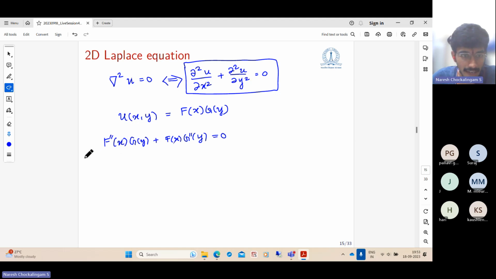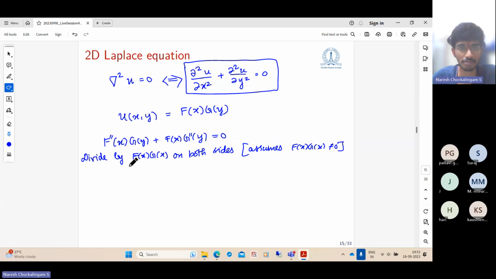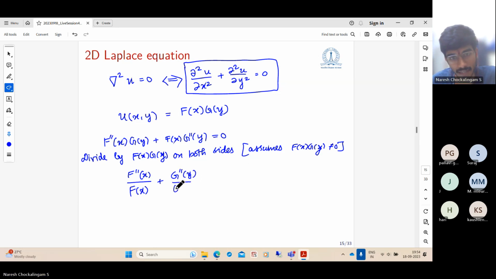Now we have the trick, right? Divide by f of x, g of y on both sides. Of course, this assumes f of x, g of y is not equal to 0 because you can't divide by 0, right? So assuming this, you divide on both sides by f of x, g of y. In the first term, g of y will get cancelled. So you get f double dash of x by f of x plus g double dash of y by g of y is equal to 0.